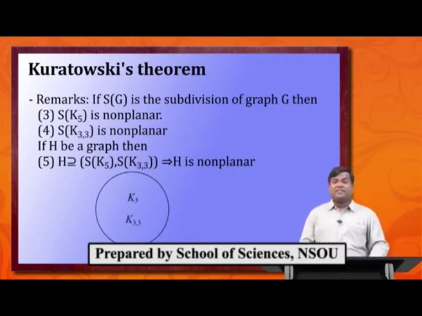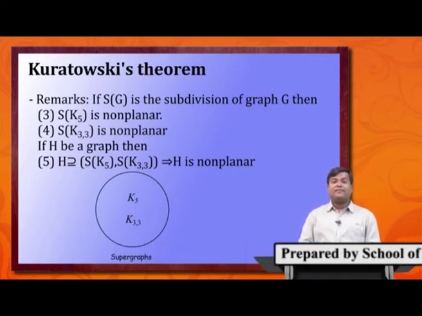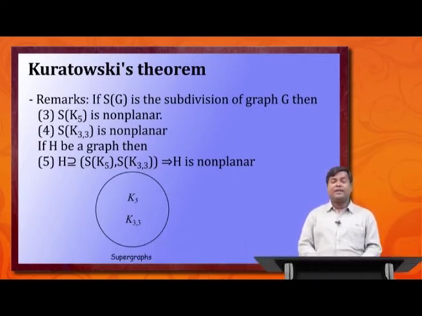So this Venn diagram we have seen earlier. This is the supergraphs of K5 and K33, and we have already concluded that all the graphs inside this Venn diagram are basically non-planar graphs. Now we have defined a new process which is called subdivision.